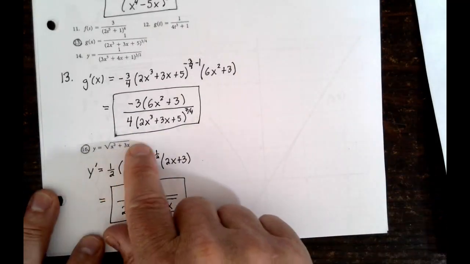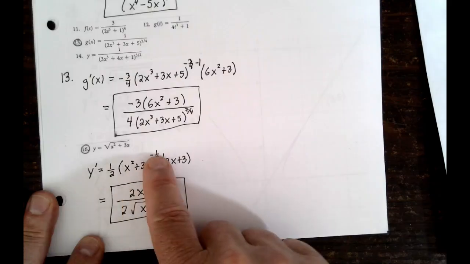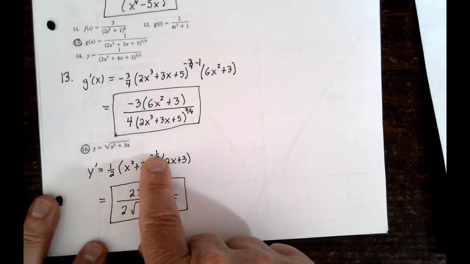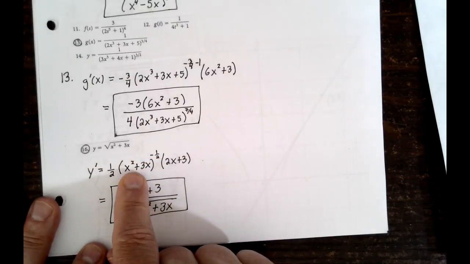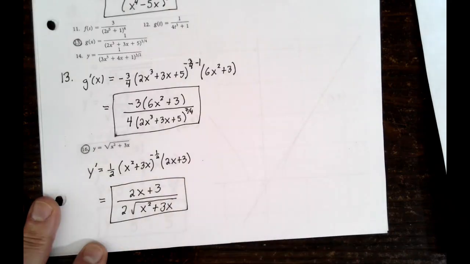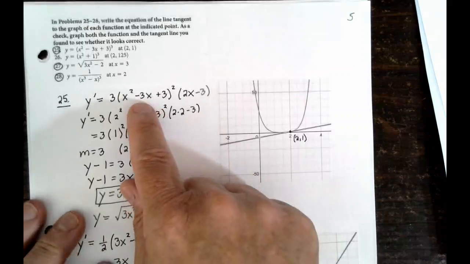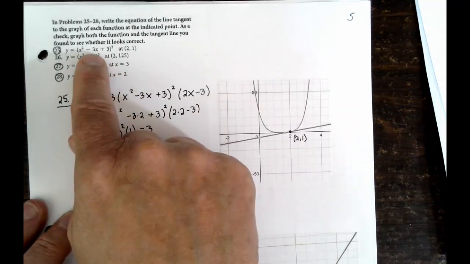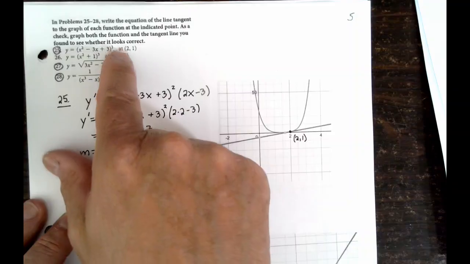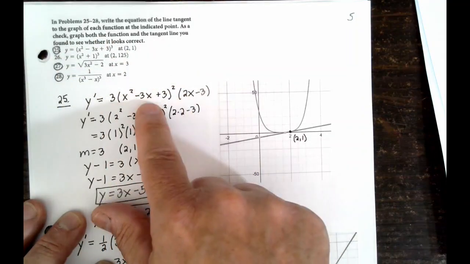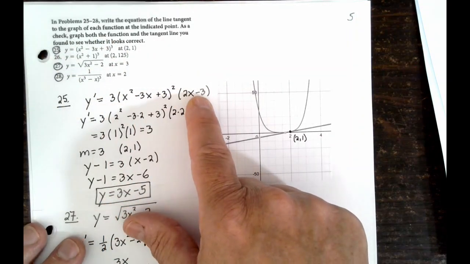This is raised to the 1/2, so you bring the 1/2 out front and subtract 1 from the 1/2, leaving you with minus 1/2. Inside is unchanged, followed by the derivative of what's inside. 25, you have this guy raised to the 3rd power, so you bring the 3 out front and subtract 1 from the exponent, followed by the derivative of what's inside.